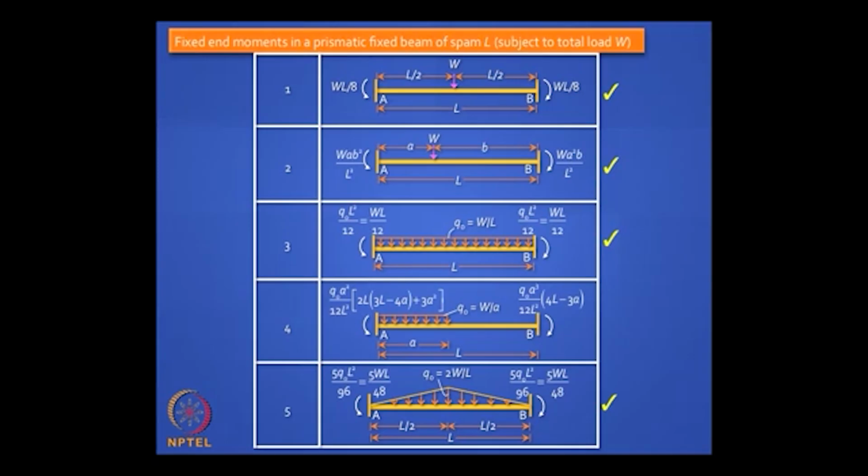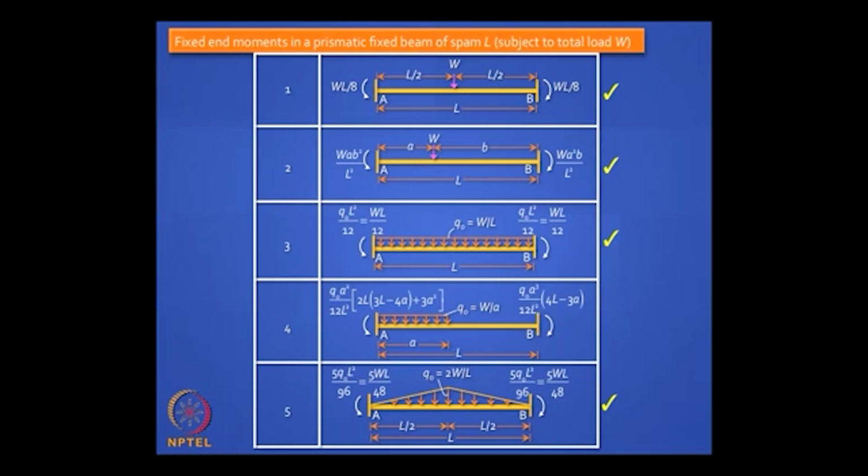The first load case is a concentrated load on a prismatic beam of span L, the load is W, so the fixed end moments will be hogging at both sides equal to WL/8, it is symmetric. Second load case also you should know, if you have an eccentric load with those dimensions A and B, it will be WAB²/L² and WA²B/L².